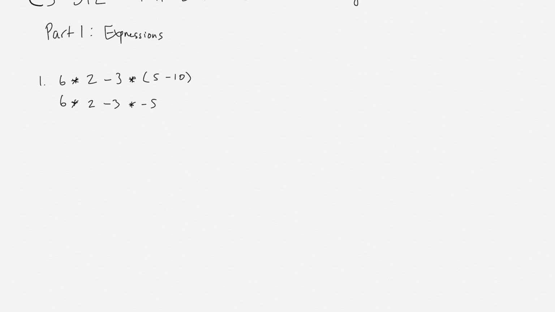Now we'll just go from left to right and see what the next highest precedence operator is. That looks to be the multiplication sign, right? The multiplication operator. In this case, we have two of them. We have 6 times 2 and -3 times -5. So this will be 6 times 2 is 12, and -3 times -5 is 15. And since this is a negative, we just turn this into a positive, and we add them together, we get 27.